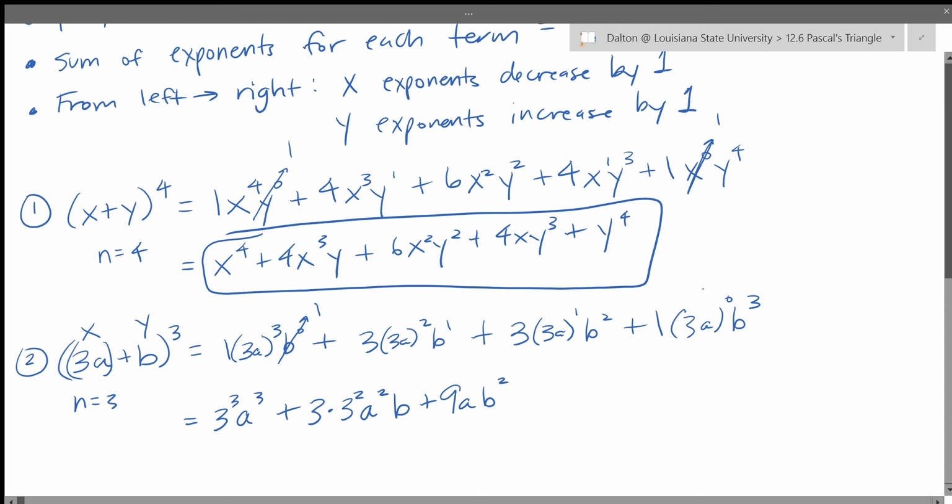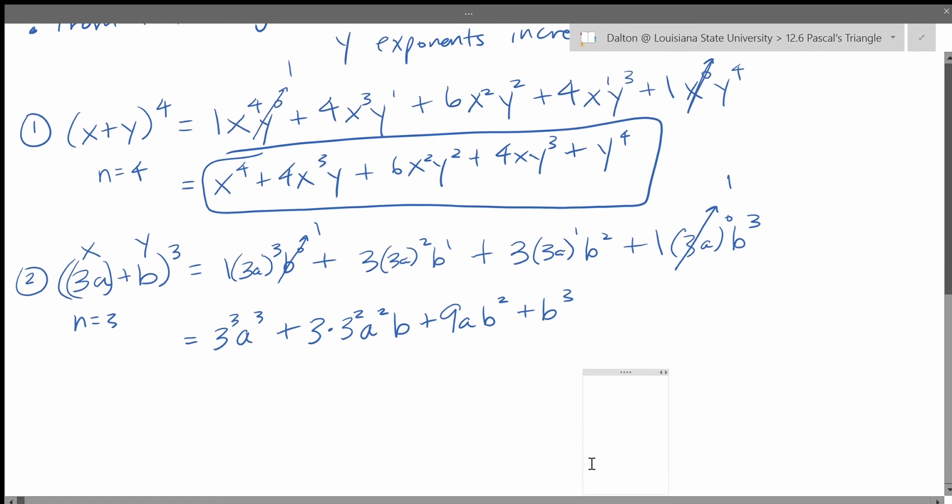3a to the 0 power, anything to the 0 power is 1, so 1 times b cubed is just b cubed. And then we can simplify one more time. 3 cubed means 3 times 3 times 3, which is 27, a cubed, plus 3 times 3 squared, again 3 squared is 9, times 3 is also 27, a squared b, plus 9ab squared, plus b cubed.